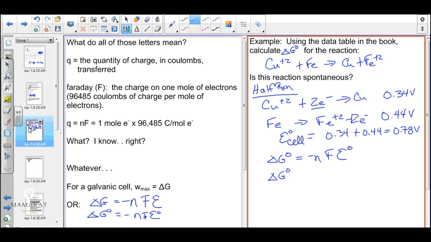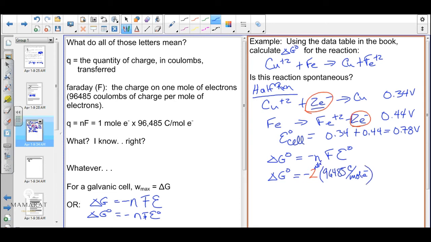So we go back up to our equations. 2 electrons, 2 electrons. That means that there are 2 moles of electrons that are being transferred. So our N value is going to be 2. Faraday's constant is a constant, so it's 96,485 coulombs per mole of electron. This is 2 moles of electrons, so you can see how that cancels out so that coulombs remains there.